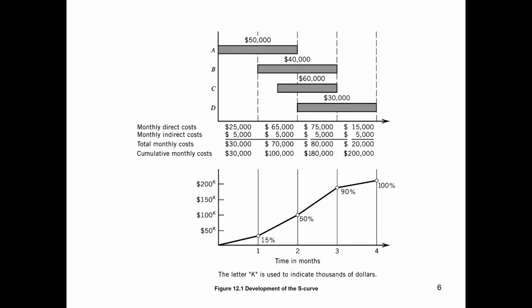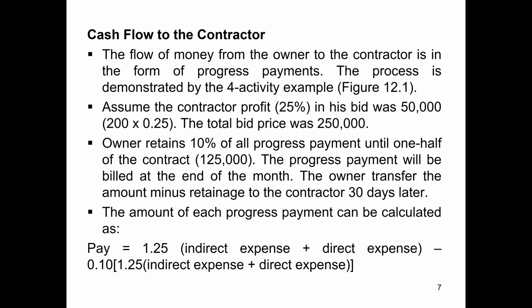So actually, this curve we have seen here, we call it the S curve. The way it's going, like a lazy S, so we call it the S curve. Now let's see what is written on the slide. Now we are going to see other things, like how much is profit. Cash flow to the contractor: the flow of money from the owner to the contractor is in the form of progress payments. So the contractor will get money in the form of progress payments. The progress is demonstrated by the 4-activity example, the same as the figure we have seen before.